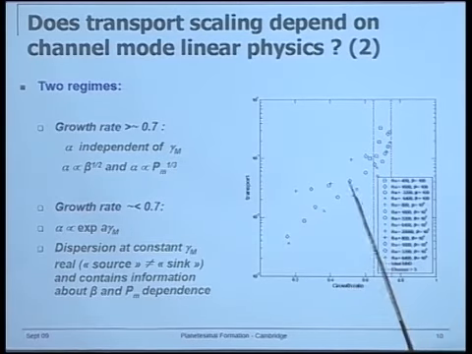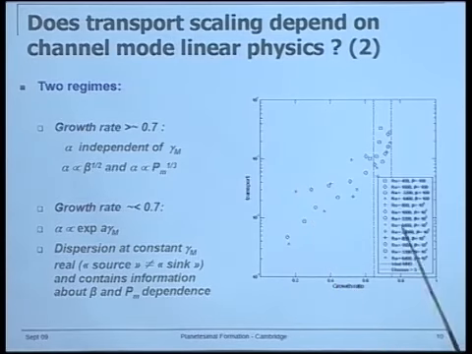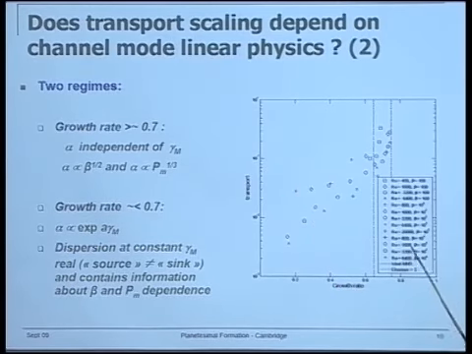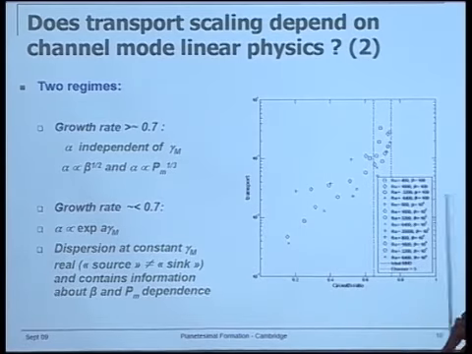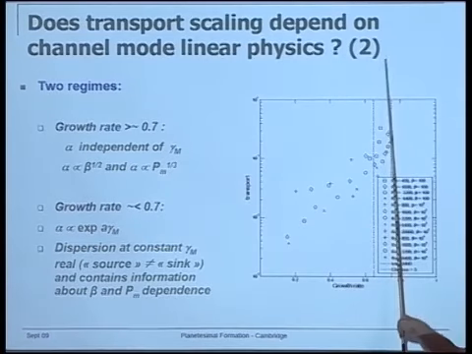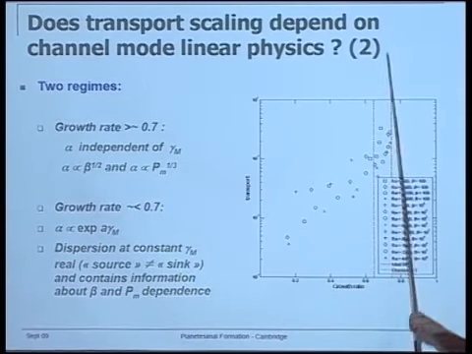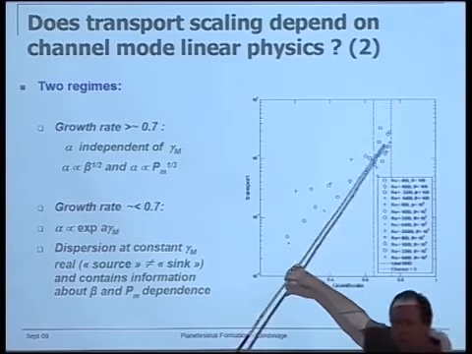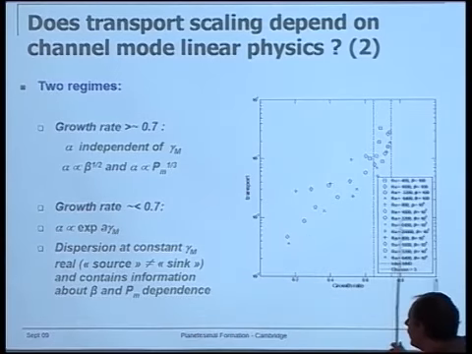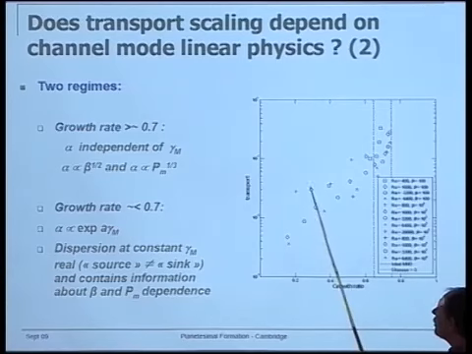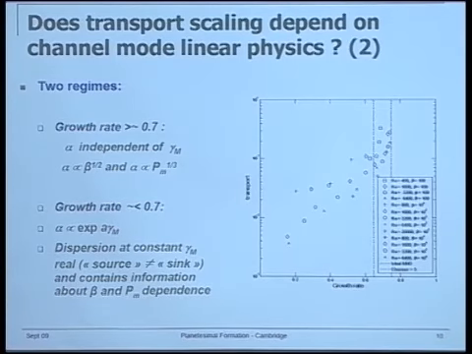And beware that this is a log linear scale. The previous one was log-log. So it's really independent of the growth rate in this regime here. And there is a clear exponential dependence of the growth rate for all the other modes. The dispersion here is real. It's not numerical noise.